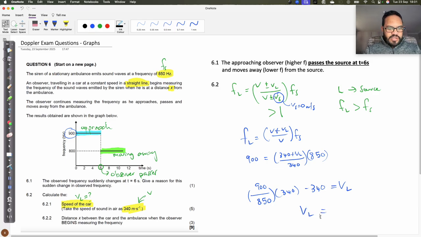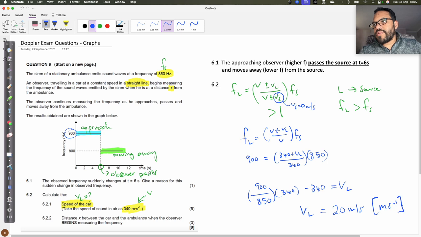I don't have a scientific calculator here, so we have to do it the manual way. Let's do that quickly. We're going to say 900 divided by 850 is equal to some number multiplied by 340. We get an answer, we minus 340, and we're sitting with 19.99. Okay, so if we round that off, we're going to get 20 meters per second, right? M/s or m.s^-1. Either abbreviation should be accepted.